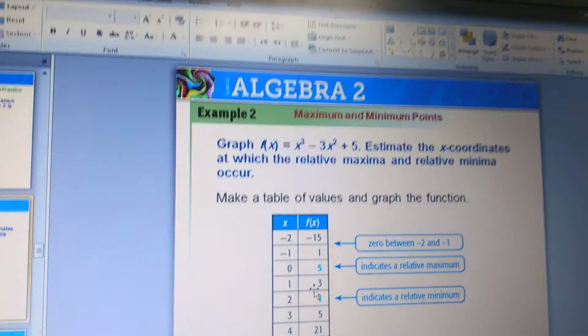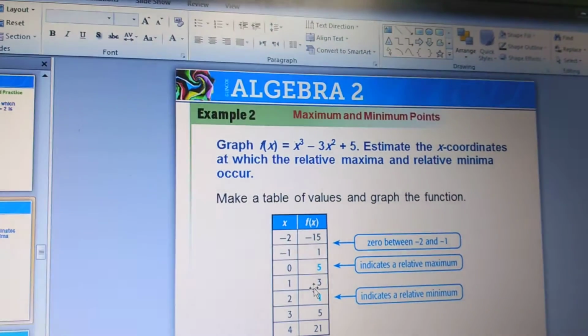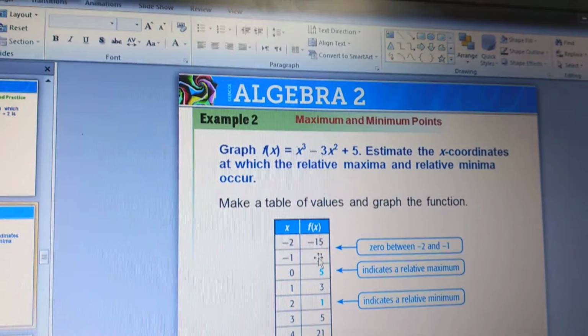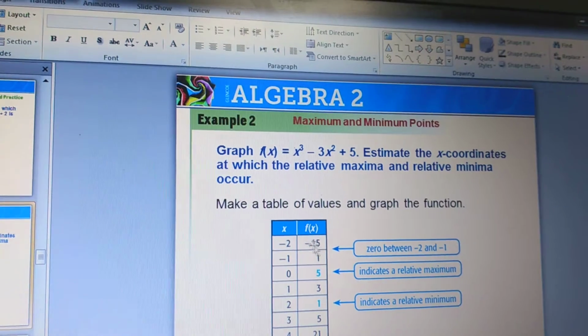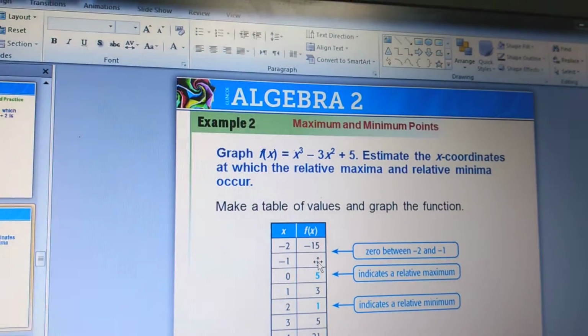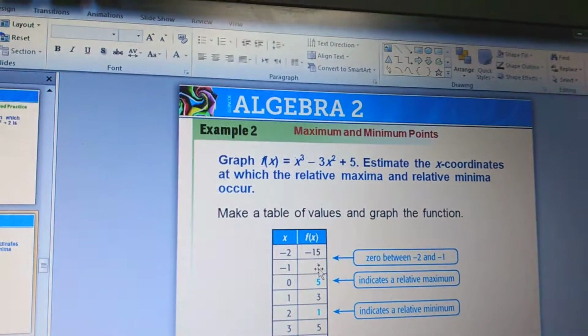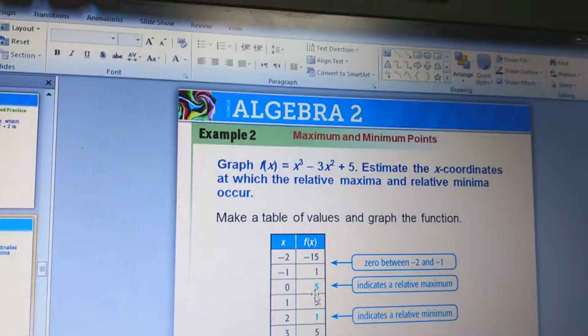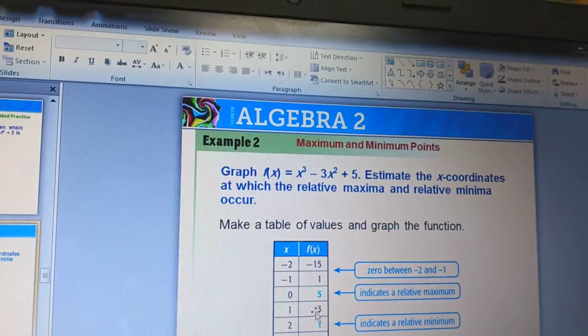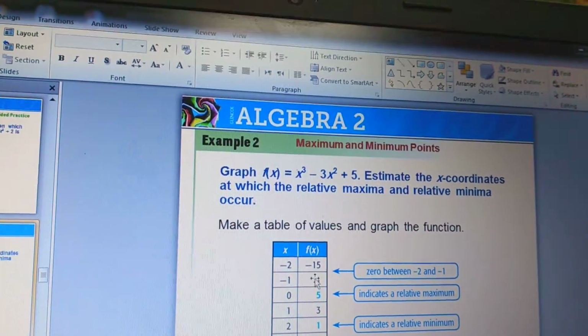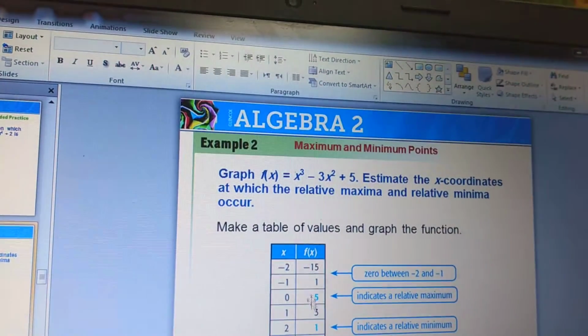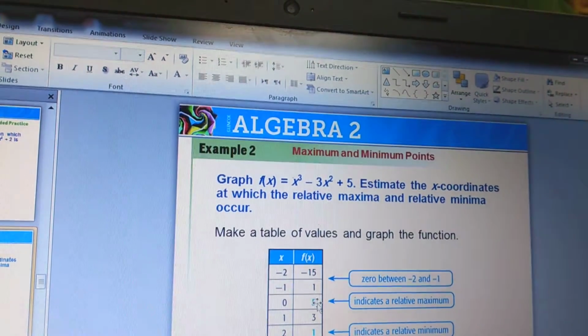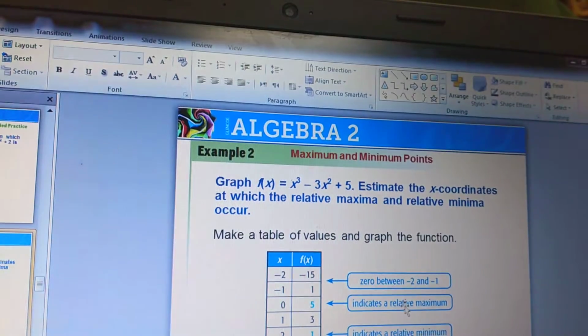How do I know the maximum and minimum? It's very simple. Look at the y value. The y value, -15, increases, it's going up, becomes 1. It is still going up, becomes 5. Then it goes down, 3. This means the graph turns, it was increasing, then decreasing. This means at 5 you have a relative maximum.